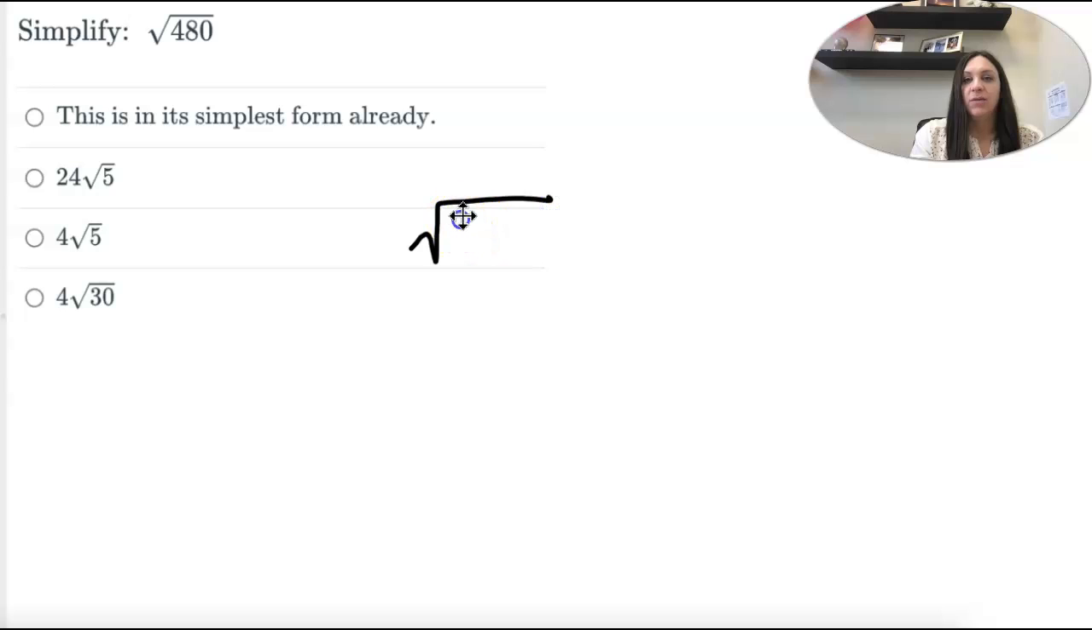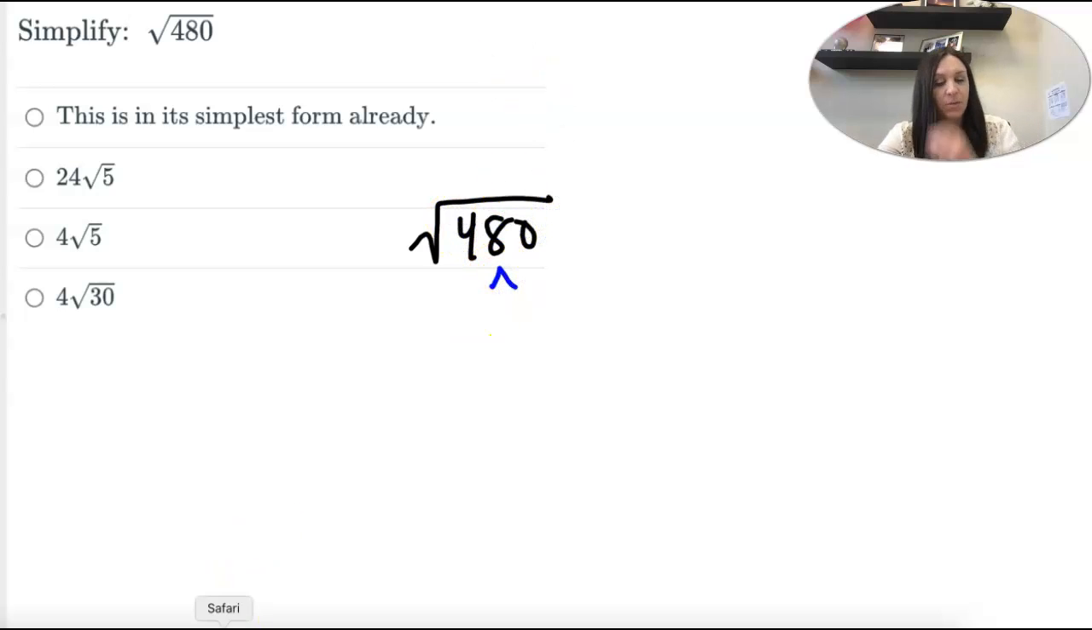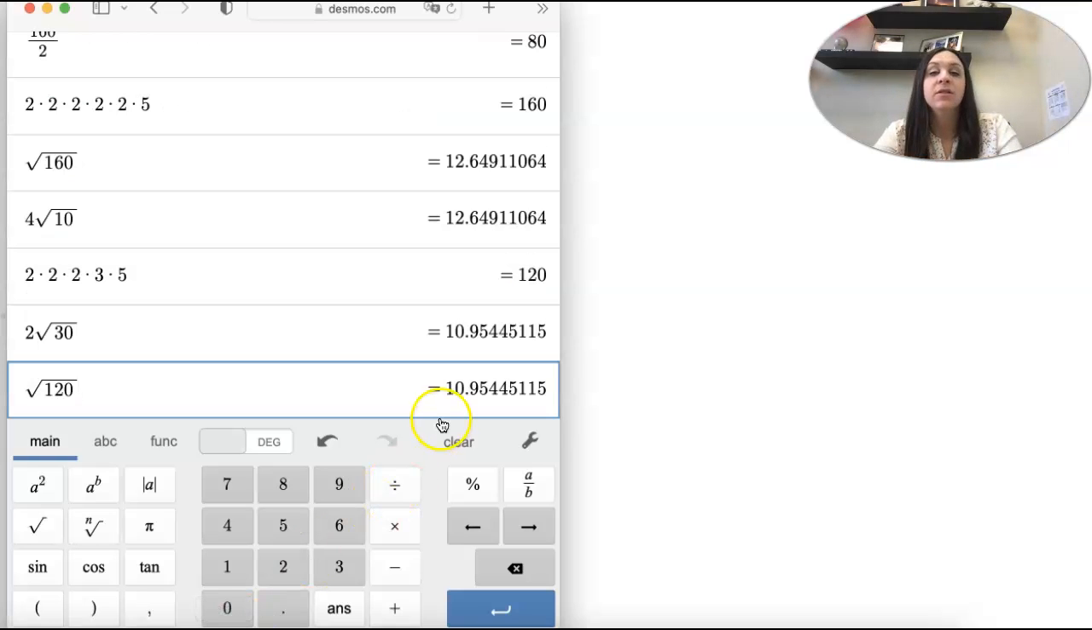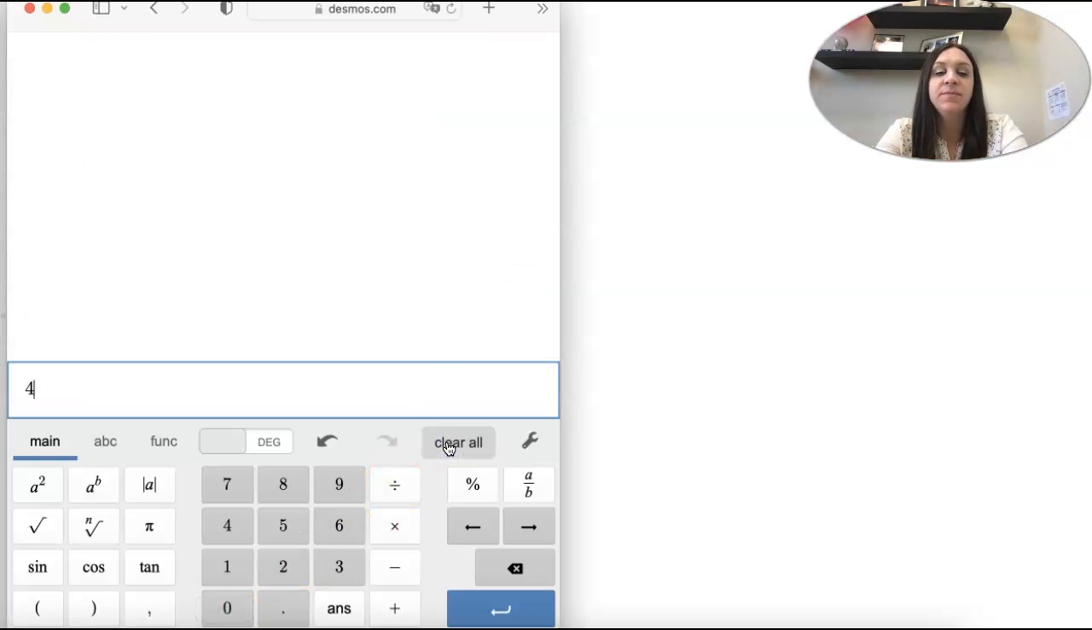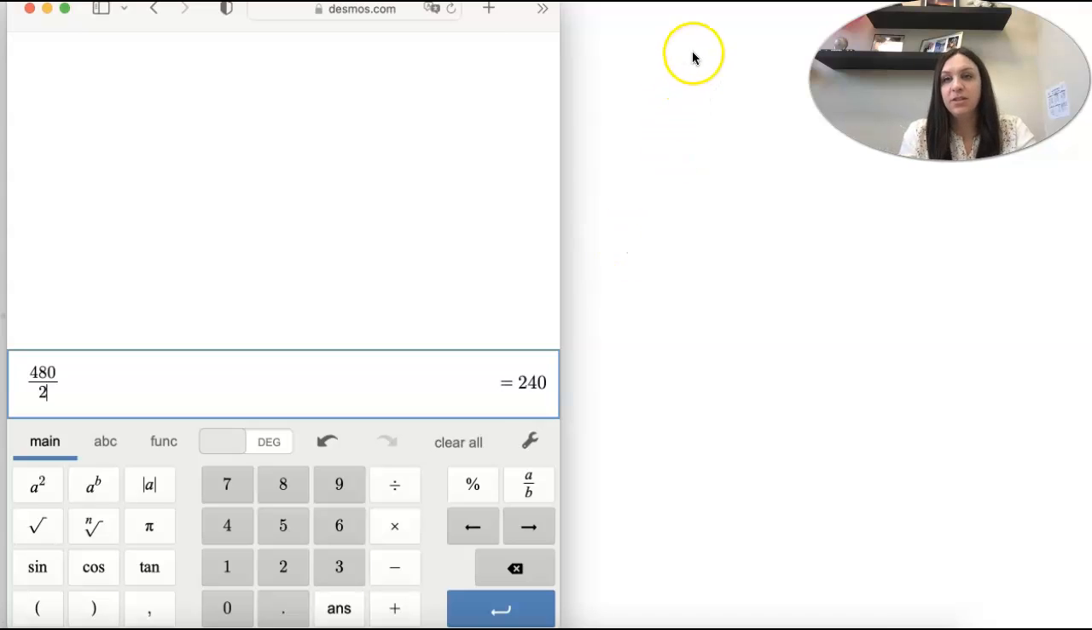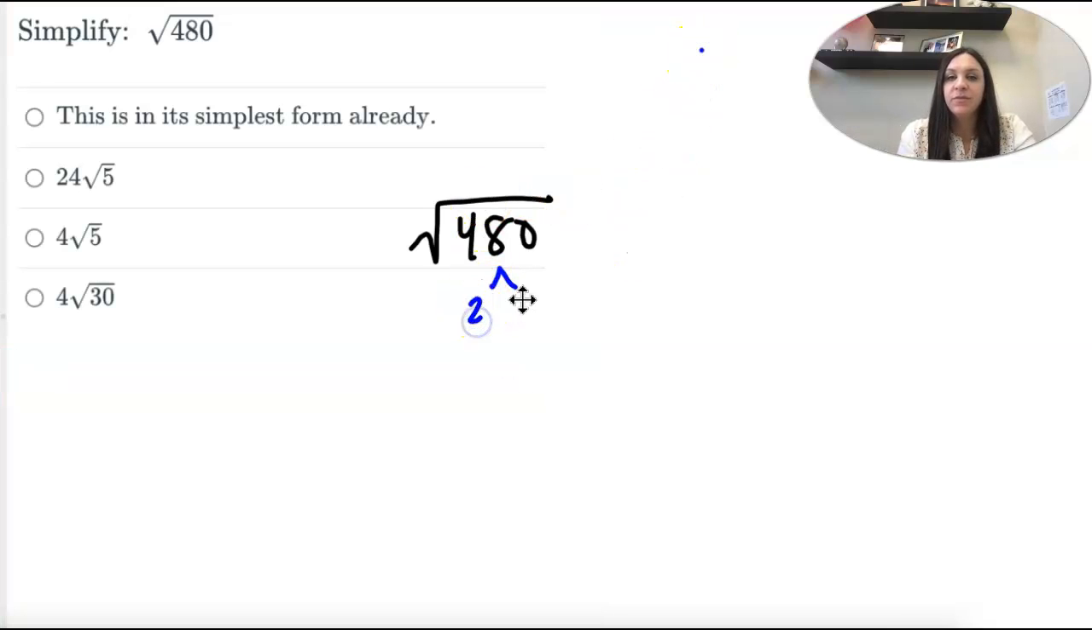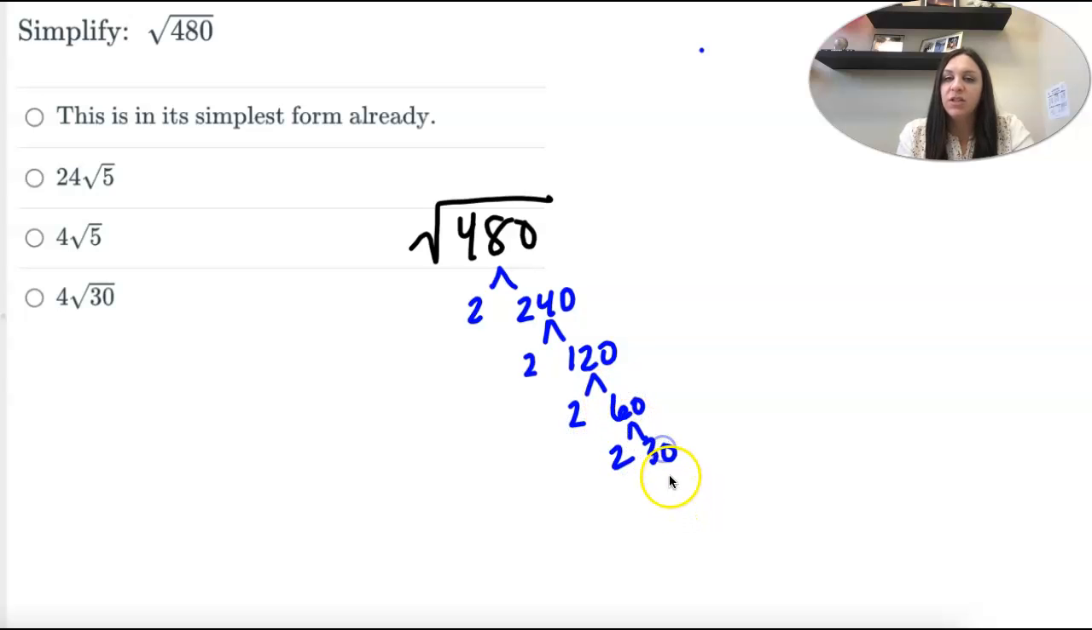Alright, 480. We're just going to keep doing some examples. This is going to be a big number. So 480 divided by 2 is 240. 2 times 240. 240 is 2 times 120, and then it's what we just did. 2 times 60, 2 times 30, 2 times 15, 3 times 5. Oh my gosh, that's a lot.